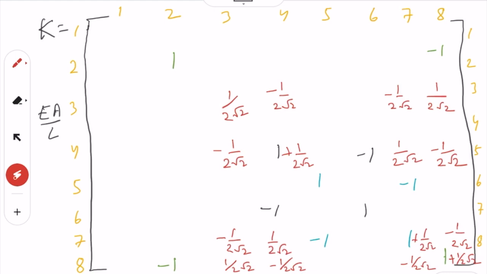What we have seen is this black, the numbers in black coming from the element number 1, numbers in blue coming from element number 2, numbers in green coming from element number 3, numbers in red coming from element number 4, and we have the element matrix ready.